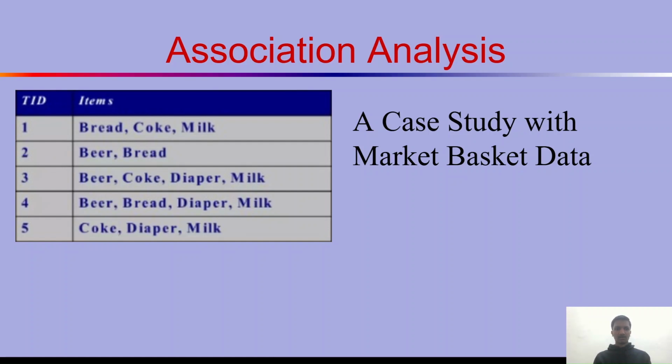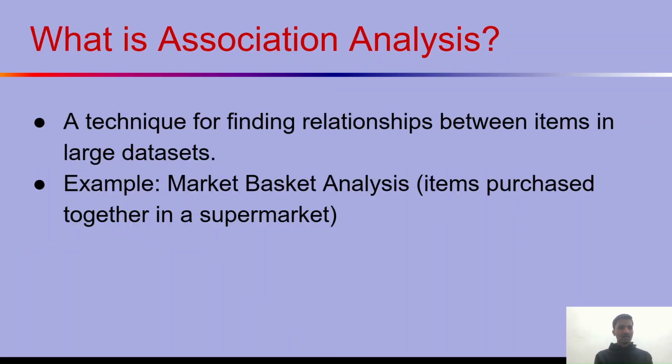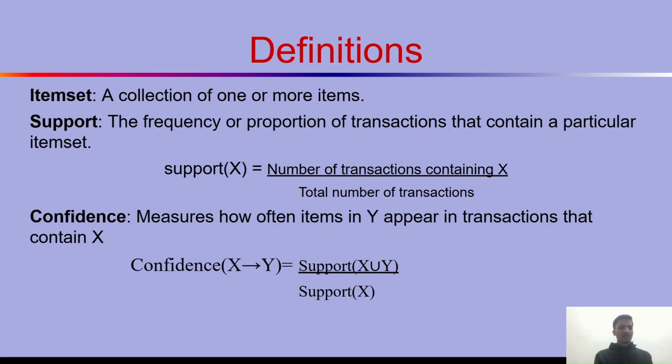We are taking this market basket data where there are transactions as mentioned here: bread, coke, milk in the first transaction, beer, bread in the second transaction, and so on. There are 5 transactions. Then for this we have to know some technical terms. That is first, item set. Item set is a set of items, all the items you have.